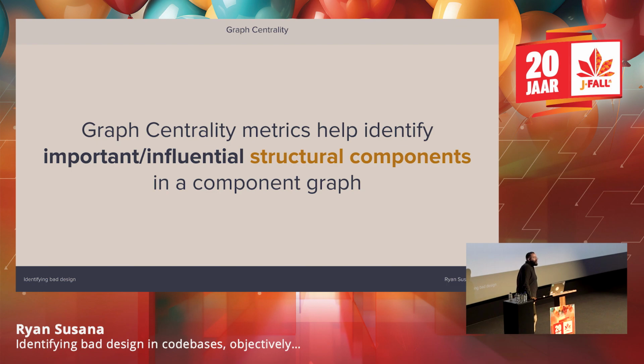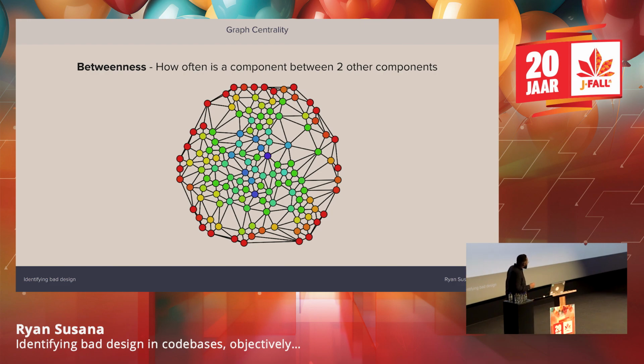Now, what graph centrality is: if you look at a graph, especially a directed graph, the graph centrality tells you where the important vertices are in that graph. And in a software component graph, that roughly translates to the important and influential structural packages or components in that component graph. I love these metrics because they help me identify where the important structural components of the code base are.